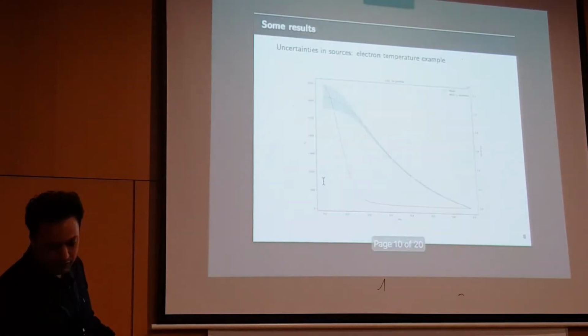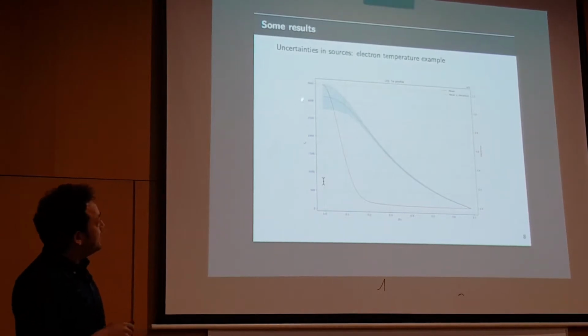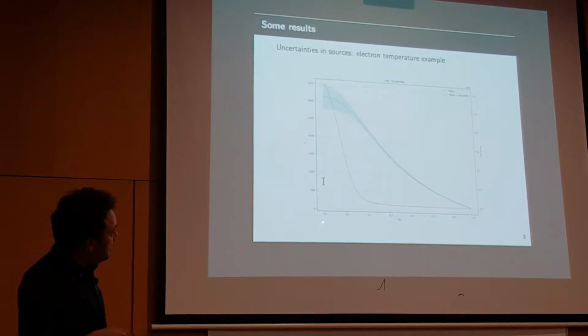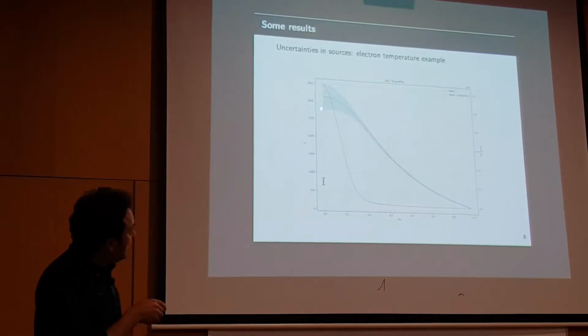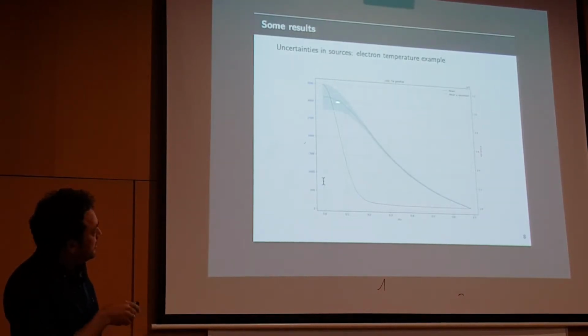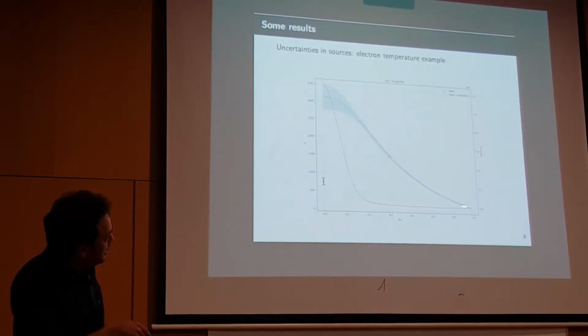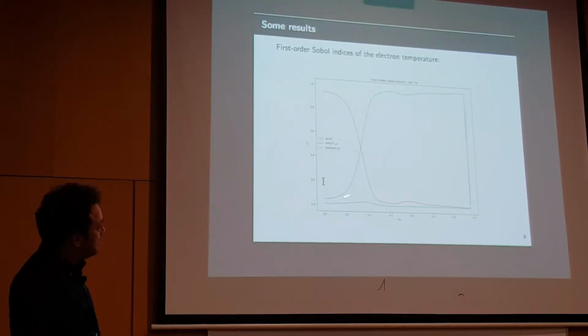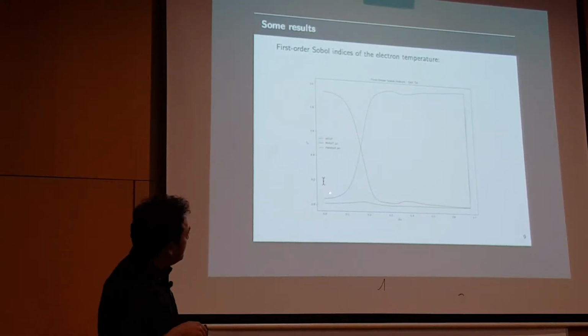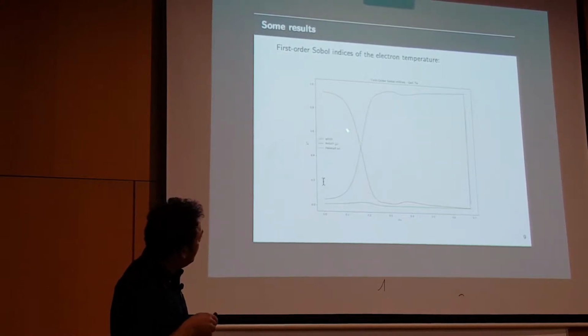And now I will show just some results here. So here is the uncertainty in the sources. We have just three parameters, and here is the core of the plasma, the center of the plasma, and here is the edge. It's Gaussian here, and the uncertainty is propagated until, for example, the center here, and there is no uncertainty at the edge. And we can show, for example, some sensitivity analysis here. I think this one is the amplitude, the second one is the position, and the third one is the width.